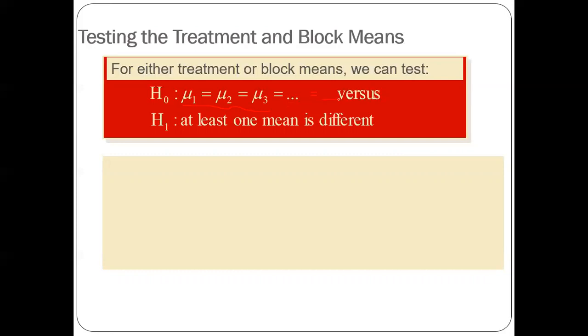If you have 14, just state 14. If you just have 7, just state mu 7, for example. Okay, this is just an example on how you state your null hypothesis. After you state your null hypothesis, you must also state your alternative hypothesis. In these conditions, your alternative hypothesis is that at least one mean is different.